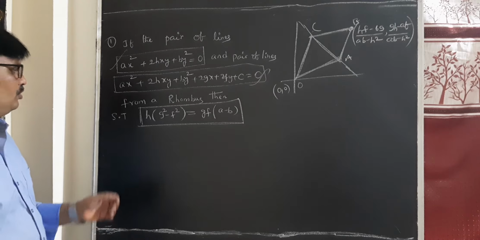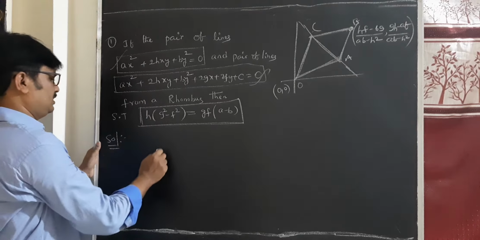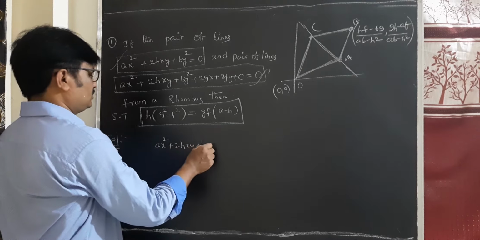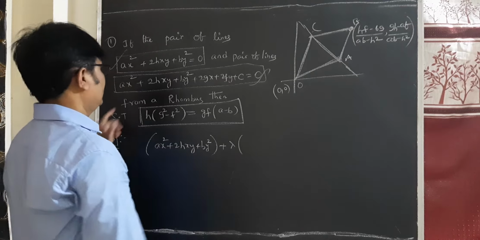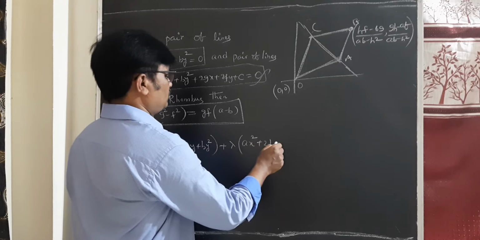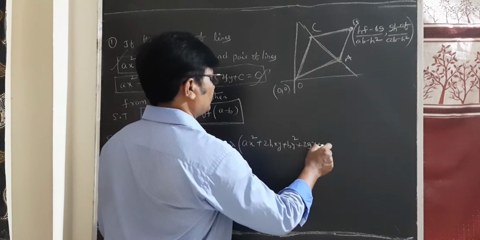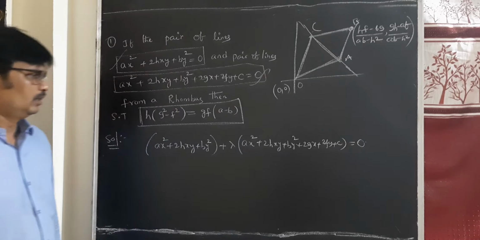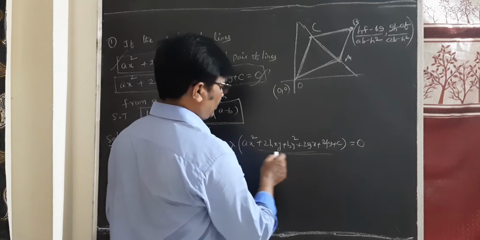Now, how to write this? The first pair is ax² + 2hxy + by², plus lambda times the other pair of lines, that is ax² + 2hxy + by² + 2gx + 2fy + c = 0. Here this is one pair of lines and this is the other pair of lines.